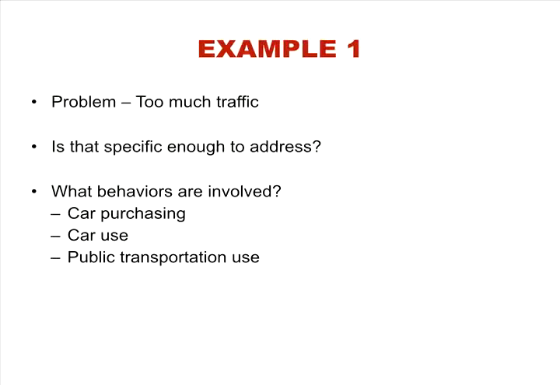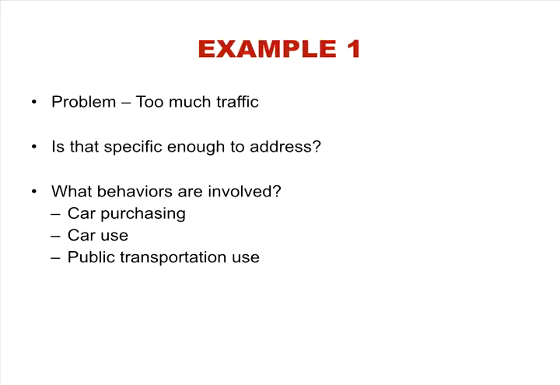It's a problem, okay? So what are some of the behaviors that might contribute to too much traffic? Buying cars. Okay, so building bigger roads. That's actually true. It's counterintuitive, but if everyone in the family has their own car. Yeah, so people buying multiple cars, right? So there's a number of these. That's car purchasing, car use, right? Failure to use public transportation. All of these are specific behaviors that contribute to the problem of traffic, okay?